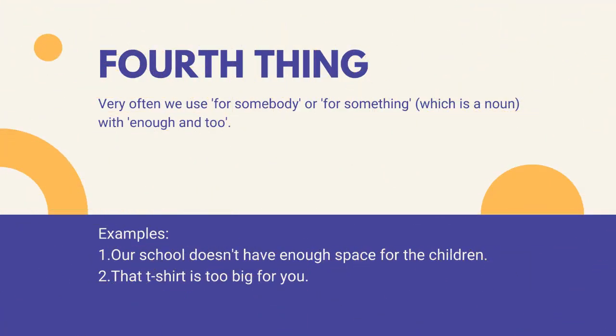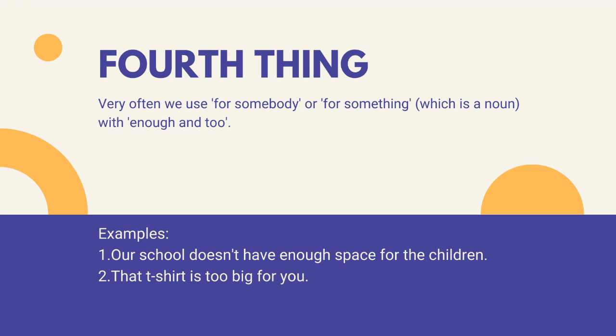Let's move to the next thing that we have to note. Very often we use for somebody or for something, which is a noun, with enough and to. So look at this example using enough. Our school doesn't have enough space for the children. So for is talking about who the problem affects. It affects the children.